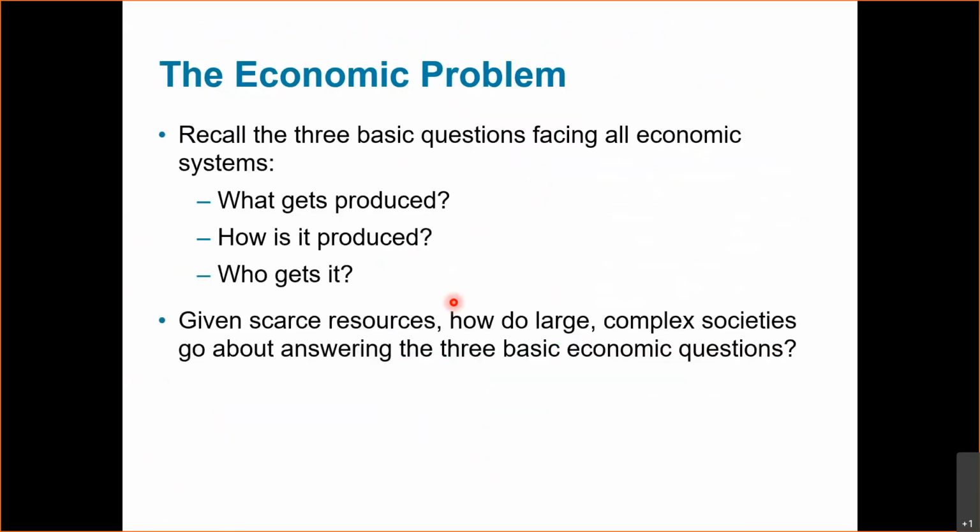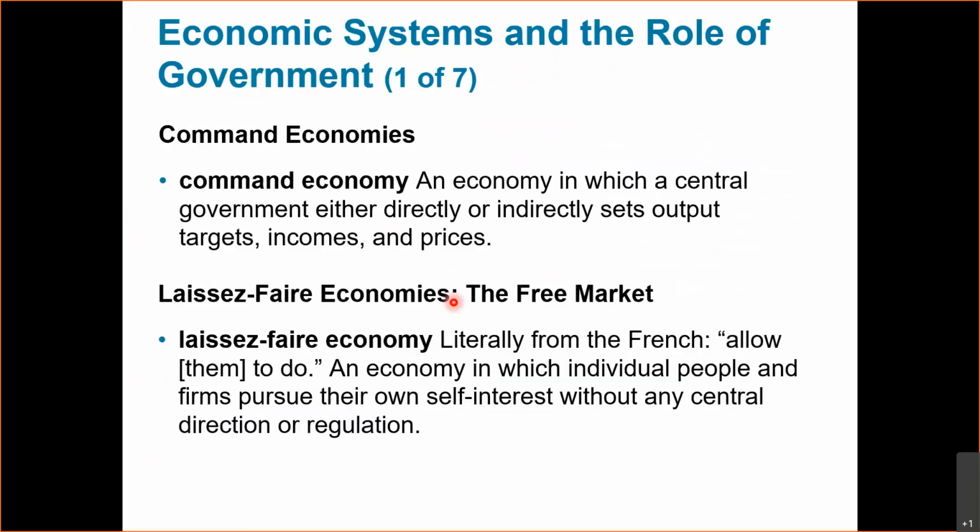But we're back to our three basic questions. What do we make? How do we make it? And who gets what's made? Every society has to answer it. One way of answering it is a command economy, in which case the government, either directly or indirectly, sets all the targets, incomes, prices, determines, answers every question. You are making 10 loaves of bread today. You will receive one jacket. The government answers everything.